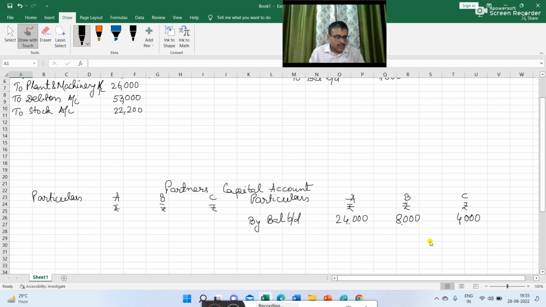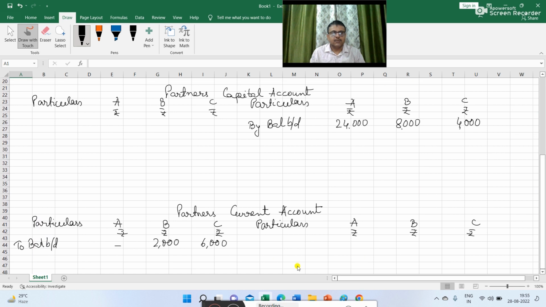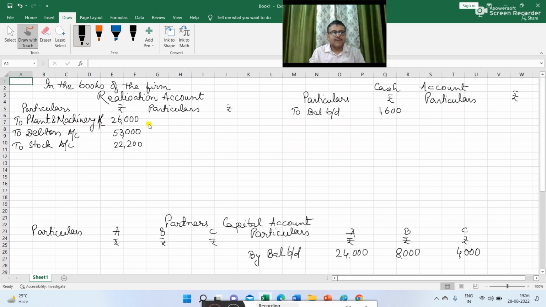Next is A's current account. So in the current account, partner's current account, I have to record by balance BD 10,800. Next, we have creditors 64,000. So this balance we have to record it in the realization account. So creditors account debit to realization account. So by creditors account 64,000. So we have recorded the figures which are there in the balance sheet.